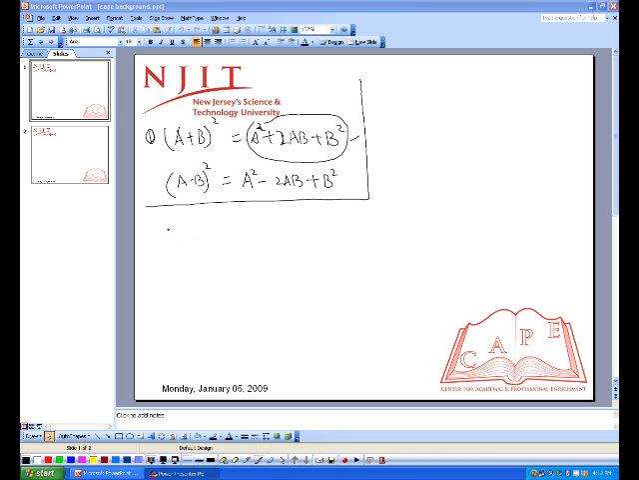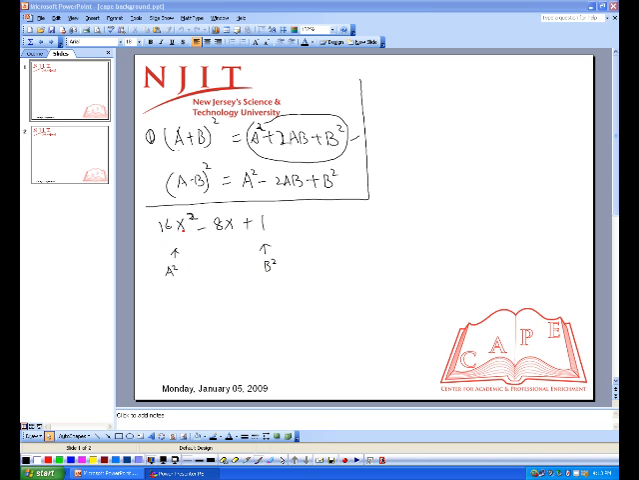Another example would be 16x squared minus 8x plus 1. Okay? So one trick is that you always look at the highest power term, which is x squared, and the lowest power term. Those two are usually a squared and b squared. Okay? So let's take a look.